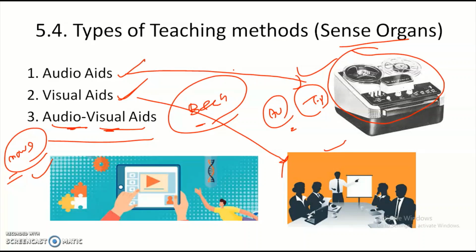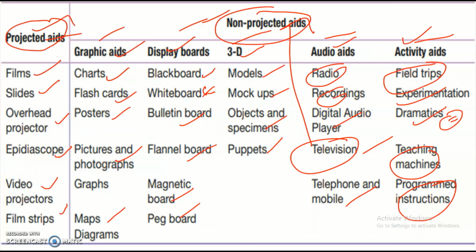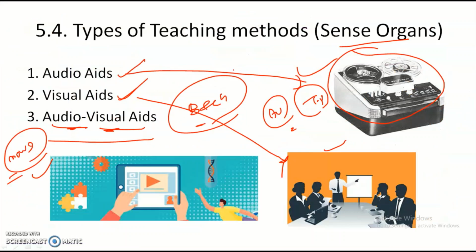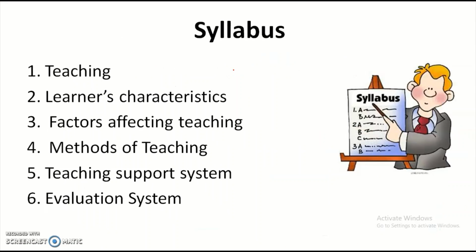Visual means presentations or the blackboard and showing the projectors, overhead projectors or slides, maps, charts. Audiovisual means televisions, of course, and whatever we are getting on mobile phones, video players, and all these things come under this. And then the classification and examples of the projected and the non-projected aids, right? So it is a concept, and in the next lecture we are going to see the last topic of this first unit, that is the evaluation system.